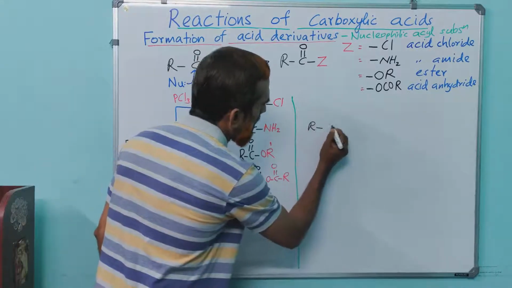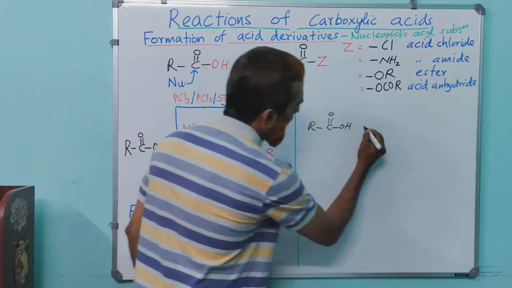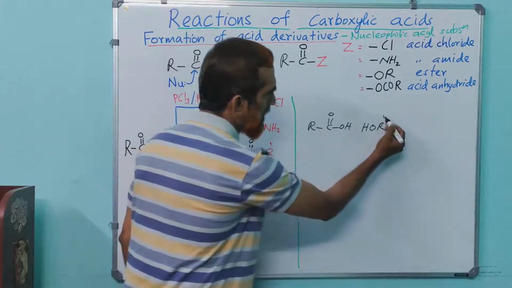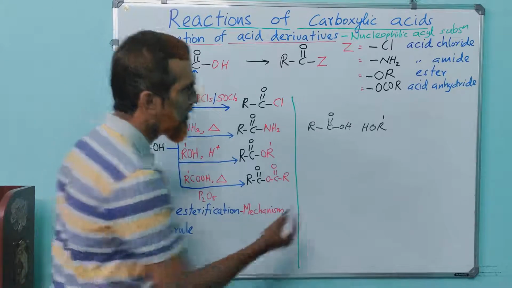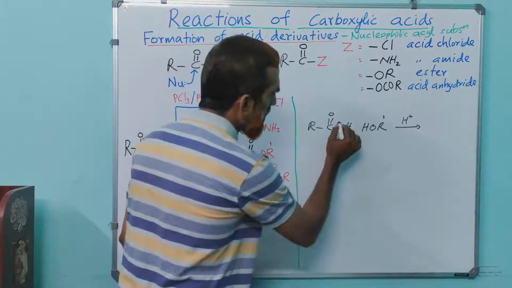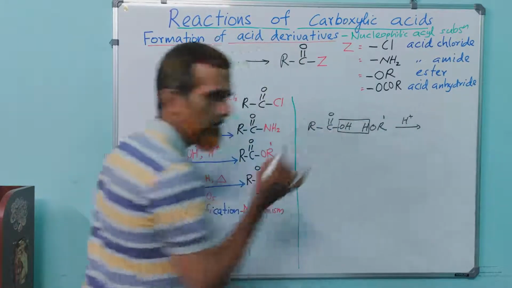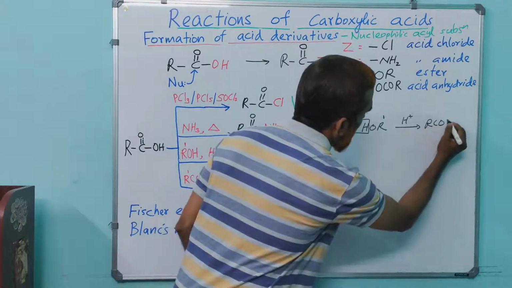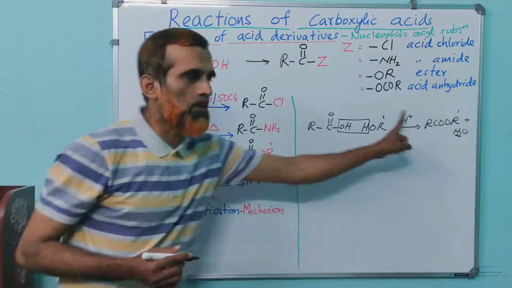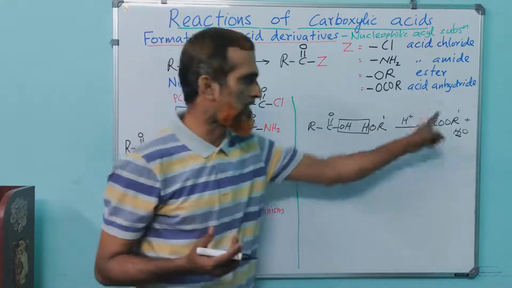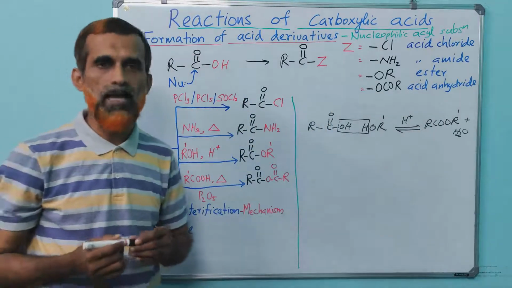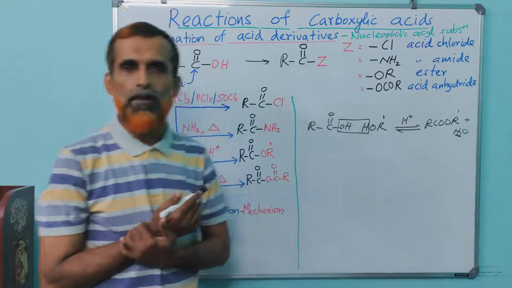Let's see the reaction. Carboxylic acid reacts with alcohol. Let me write the alcohol the other way, just to differentiate: this is R dash, the alkyl part of the alcohol. In presence of, for example, HCl or H2SO4 or an acid, what happens? What's the product? You get RCOOR dash plus H2O. This reaction is called esterification, formation of ester. An important aspect of this reaction is that it is reversible, and so it comes to an equilibrium.